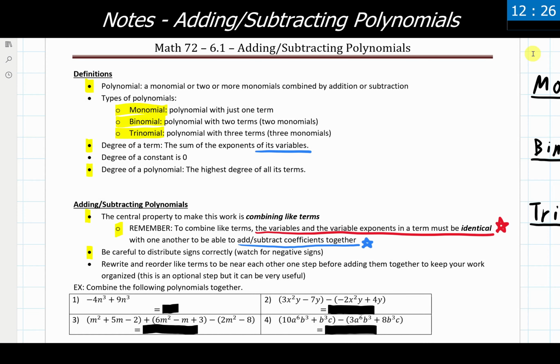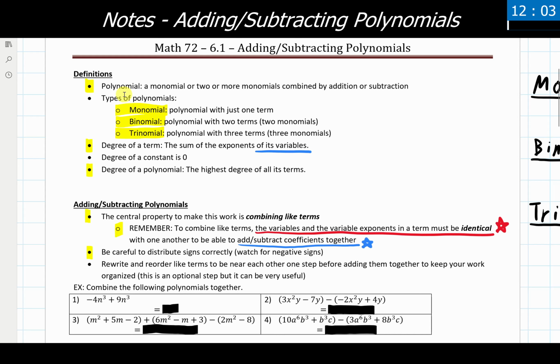In this video, we're going to take a look at adding and subtracting polynomials together. So before we actually jump into the adding and subtracting process, we want to go through a couple definitions that we will see in this section, and we see quite a bit when we have polynomials showing up in problems. So we want to first define what is a polynomial.